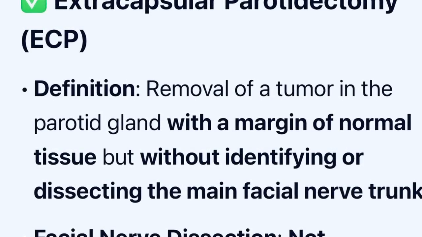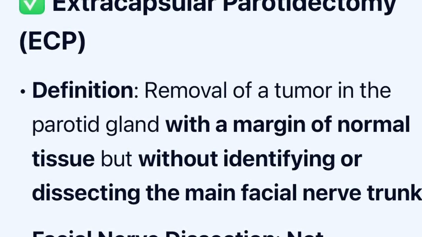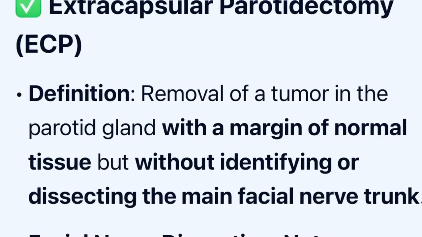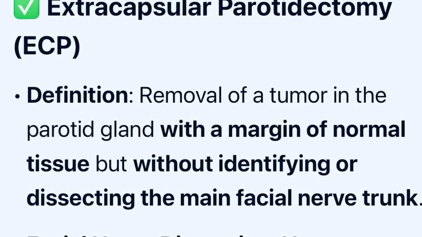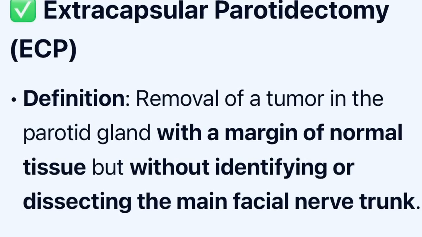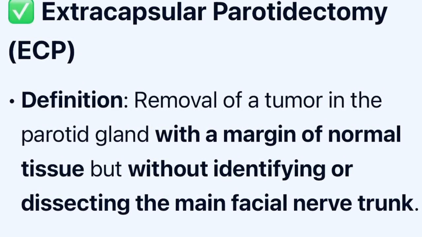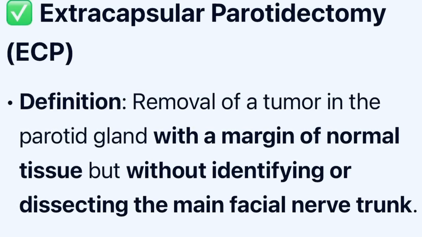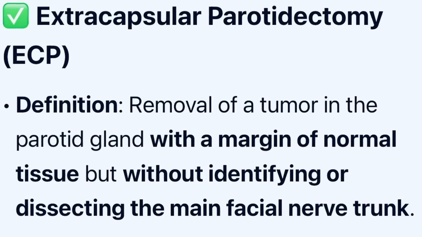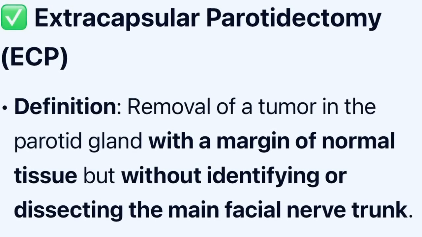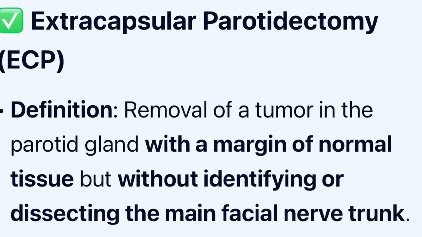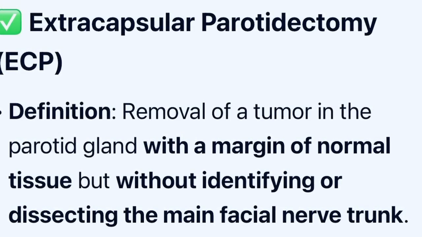Extracapsular parotidectomy, by definition, is removal of a tumor from the parotid gland with a margin of normal tissue but without identifying the facial nerve. In this, facial nerve dissection is not performed and the tumor is removed just around the tumor with a normal cuff of the tissue. Indication is mainly small, well encapsulated benign tumor usually located in the superficial lobe away from the facial nerve, like the tail of the parotid gland.